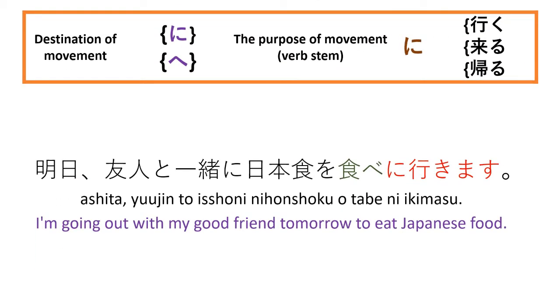明日、友人と一緒に日本食を食べに行きます。Here, the purpose of movement is to eat with a good friend. So the verb stem here is tabe. Its mas form is tabemas, so we remove mas and leave tabe. Tabe ni ikimasu. I'm going to go out with my good friend tomorrow to eat Japanese food.